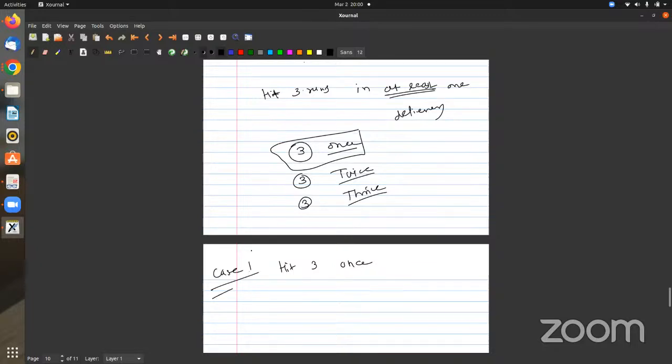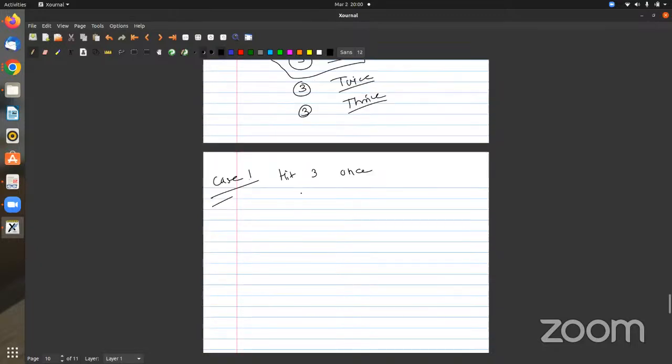So hit 3 once means he can hit 3 in the first delivery, right? Sorry to interrupt. In that case, then it should be 1 times 6 times 6, isn't it? Because 3 can be repeated. So 3, okay.